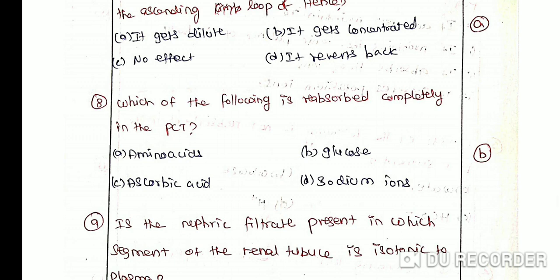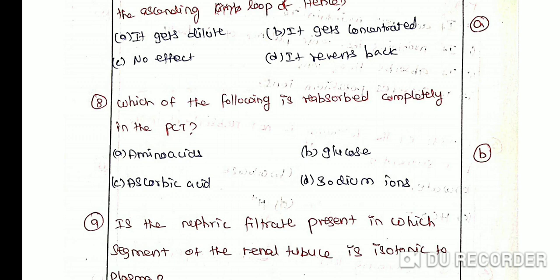Next question, which of the following is reabsorbed completely in the PCT? Option A, amino acid. Option B, glucose. Option C, ascorbic acid. Option D, sodium ions. The correct answer is option B, glucose.